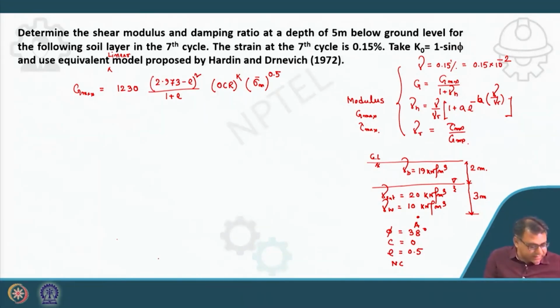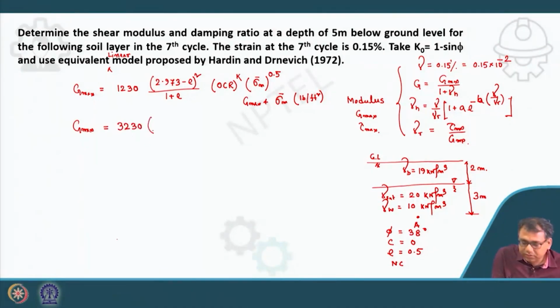But remember that here your Gmax and sigma m bar are in pound per feet square. Now if I convert both Gmax and sigma m bar to kilonewton per meter square, then the equation will change.